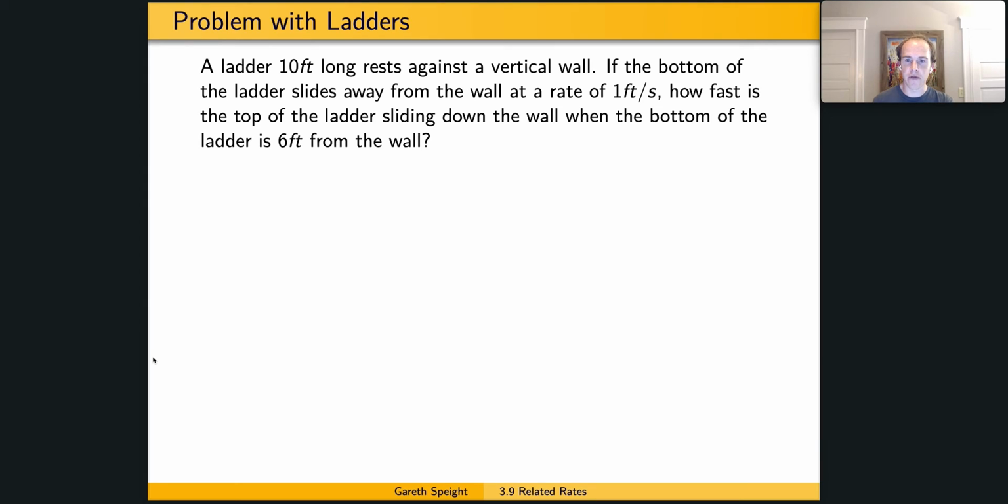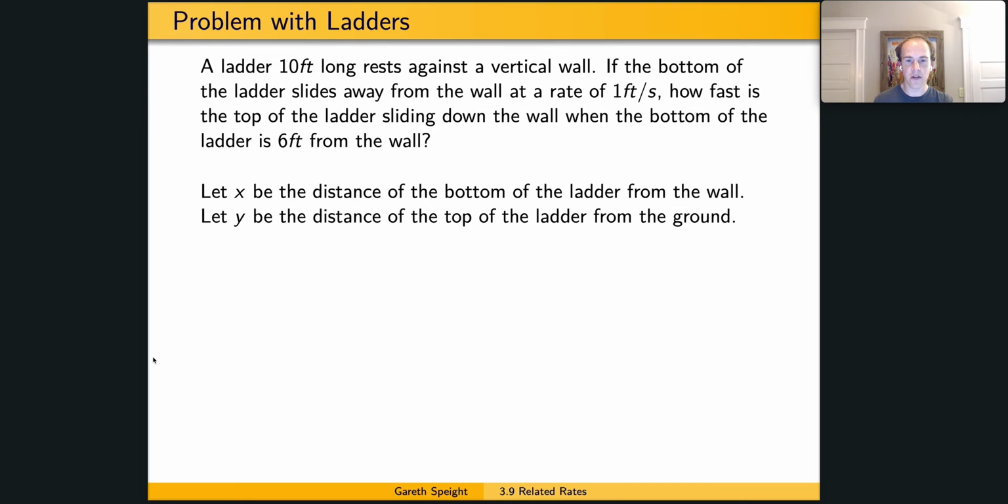Okay, so if we don't have any variables or any way to interpret this, it looks like a bit of a mouthful and it's kind of hard to understand what's going on. So let's introduce some notation. We want to know how fast the top of the ladder is sliding down the wall. So we need some way to represent the top of the ladder. So let's call the distance of the top of the ladder from the ground y. And we know something about the bottom of the ladder, how far that is from the wall. So let's call that distance x.